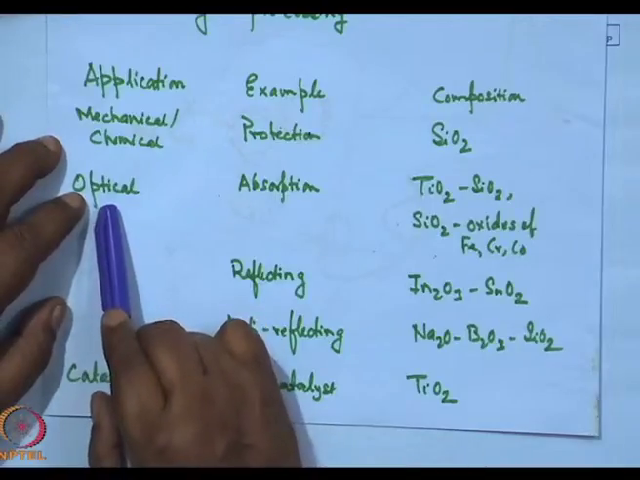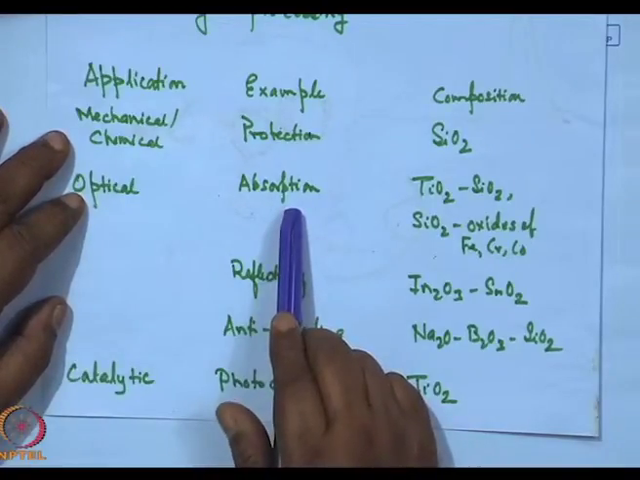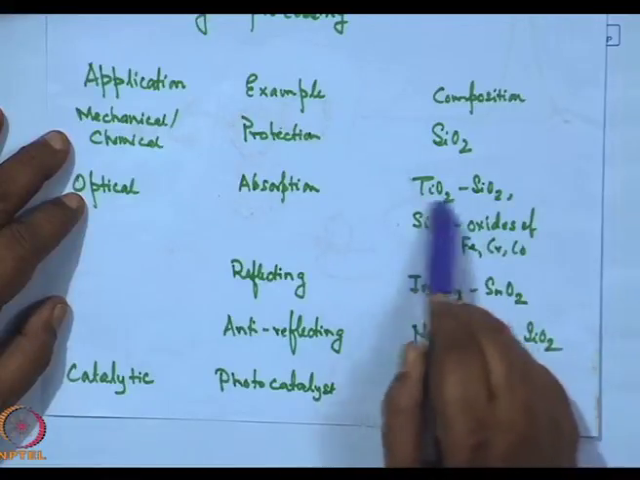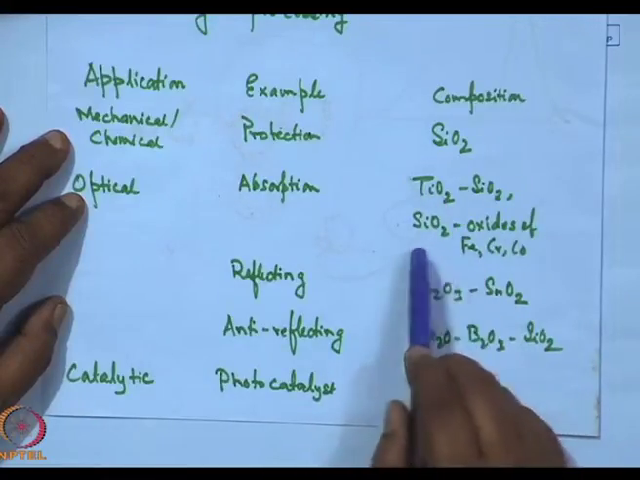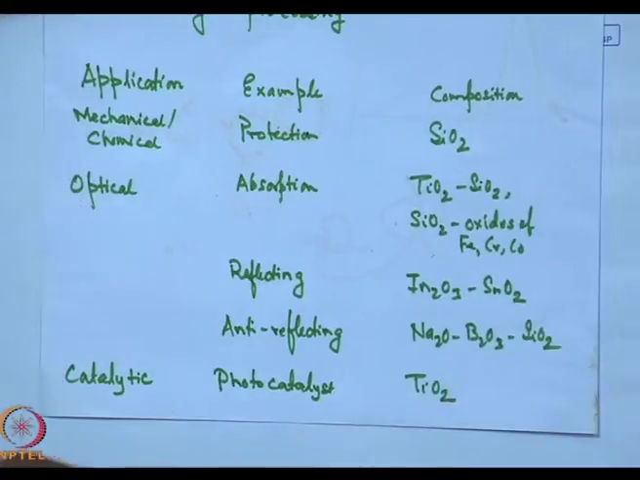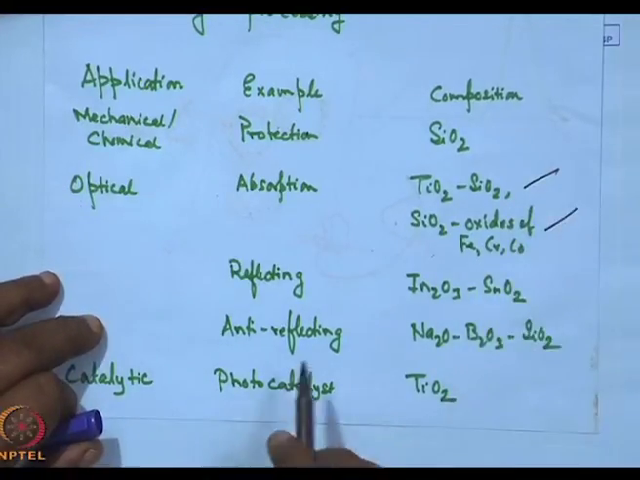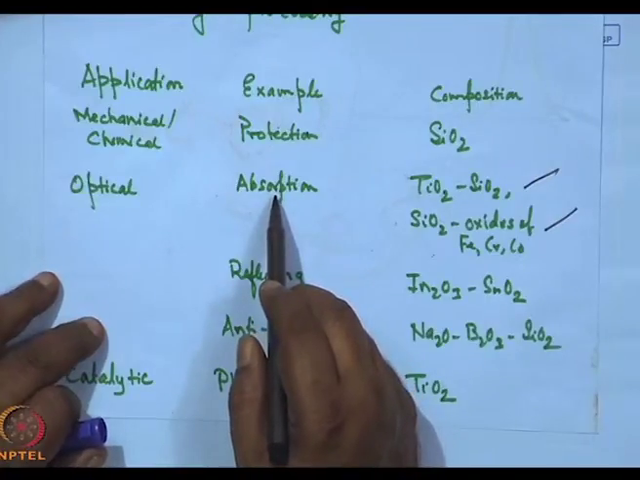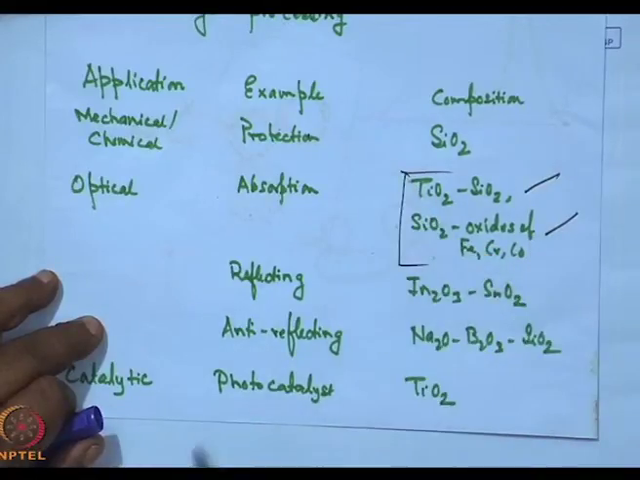If I want an optical coating which would absorb light, then I would go for titania, silica, with oxides of iron, chromium or cobalt. This will give absorptive thin films, for example, absorbing sunlight in cold places, where you want the infrared to come through and heat the room, so the room stays warm enough. So these types of coated materials are already available in the market.